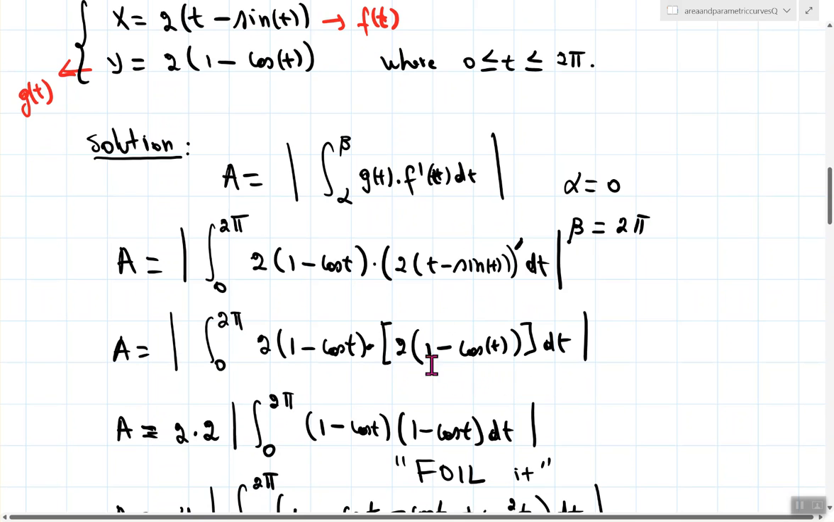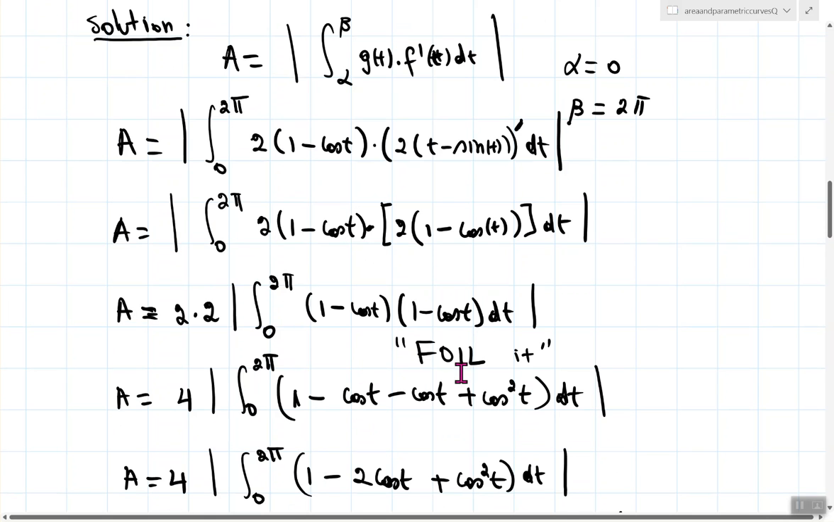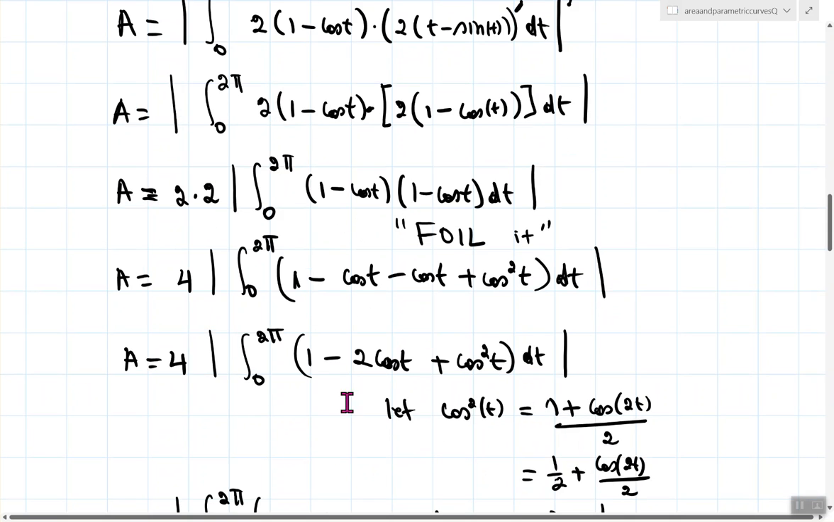Now, when you take the derivative of t, you get 1. You take the derivative of sin of t, you get cosine of t. So these two quantities are the same. So you can take 2 times 2 is 4, bring it outside because it's a number. Then you have quantity 1 minus cosine of t times quantity 1 minus cosine of t. You can FOIL it out. So when you FOIL it, you get 1 minus cosine of t minus cosine t plus cosine squared t. So these two give us negative 2 cosine t, and then plus cosine squared t and a plus 1. That's what you're going to integrate.